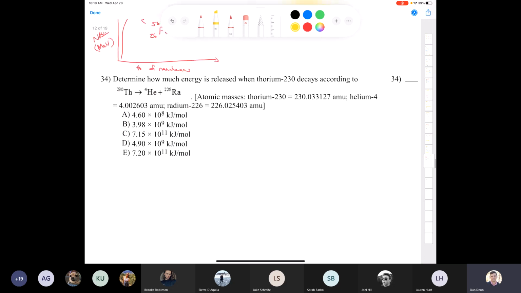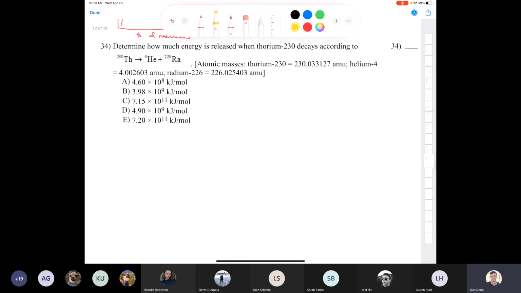Question number 34, it says, determine how much binding energy is released when thorium-230 decays according to this equation. And it gives us the masses of the thorium, of the helium, and the radium. So the first thing we need to do is determine the mass defect. All right, what's the mass defect here?